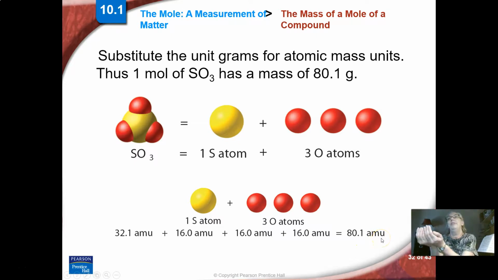But what if I had a whole handful, the mole amount? It would be 80.1 grams. So 1 mole of SO3 has a mass of 80.1 grams, but 1 molecule has a mass of 80.1 AMU. So we have to know the difference between those two. This is the unit for 1 individual atom or molecule. This is the unit for 1 mole of the compound. So 80.1 grams per 1 mole. You have to get used to doing this simple math for molar mass for a molecule. I need you guys to know how to do that.